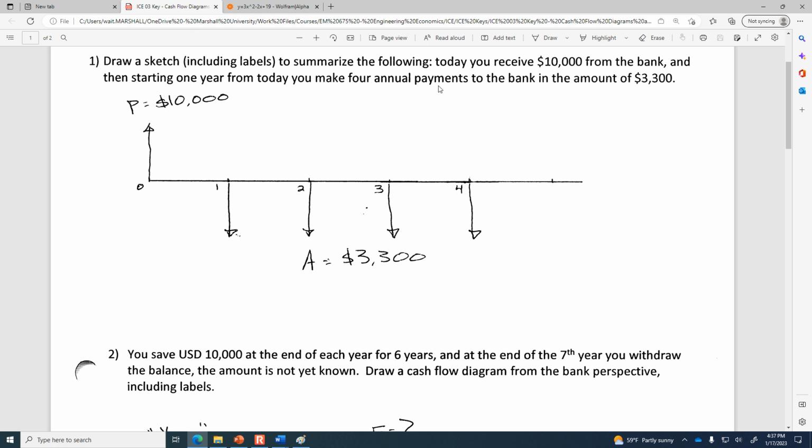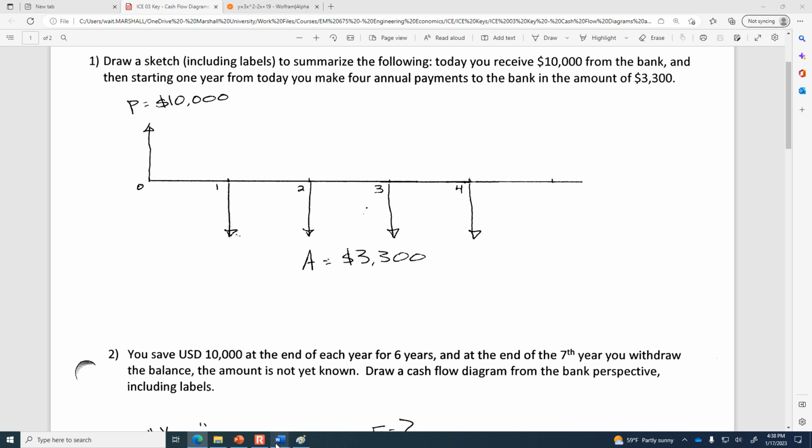So you can infer from the fact that it didn't tell you any other information that it's $3,300. In problems like this, you sometimes have to assume the most reasonable or logical thing in the absence of additional information. It didn't explicitly say they're equal, but they are. And so this is an annual series, the arrow is down, A equals 3,300.